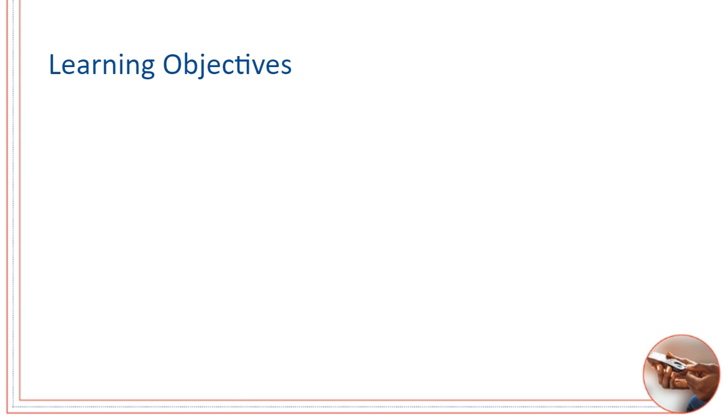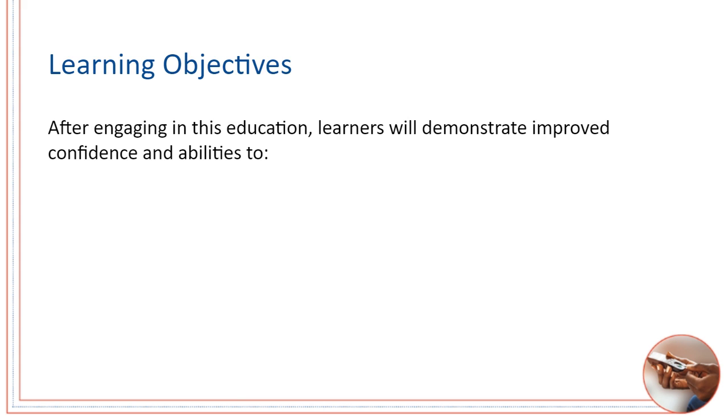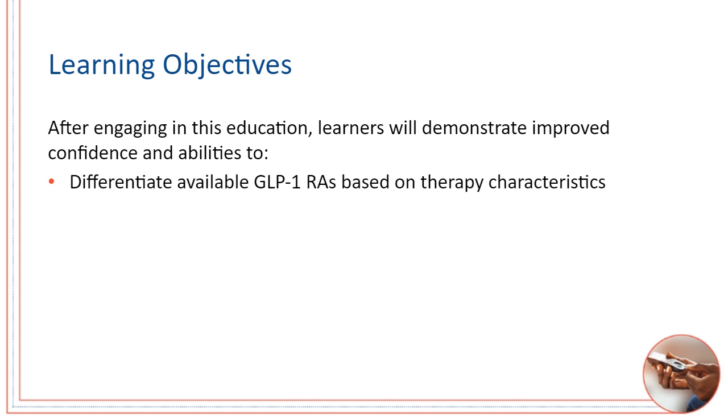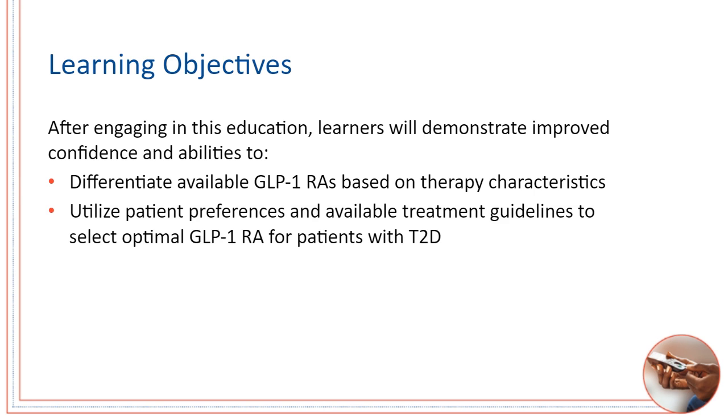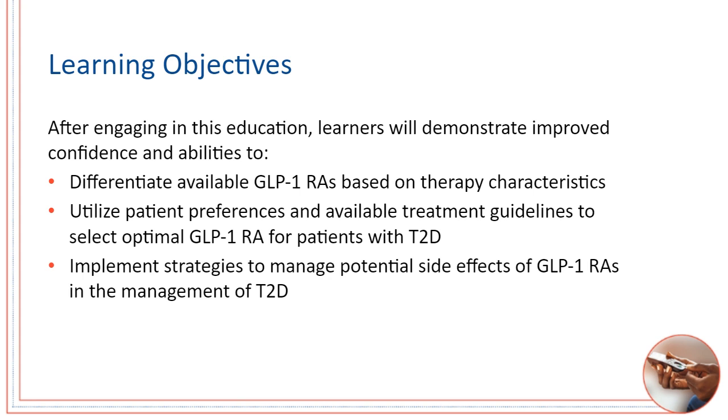Here are our learning objectives for today. After engaging in this education, learners will demonstrate improved confidence and ability to differentiate between the available GLP-1 receptor agonists based on therapy characteristics, utilize patient preferences and available treatment guidelines to select optimal GLP-1 receptor agonists for their patients with type 2 diabetes, and implement strategies to manage potential side effects of these medications in the management of type 2 diabetes.